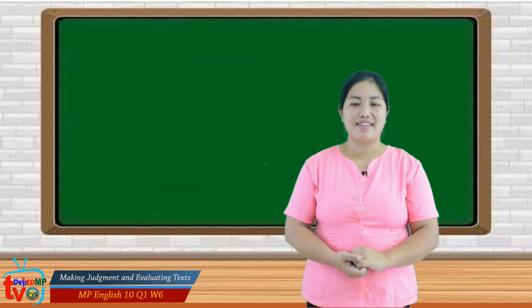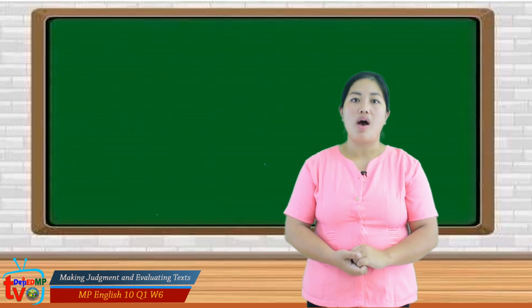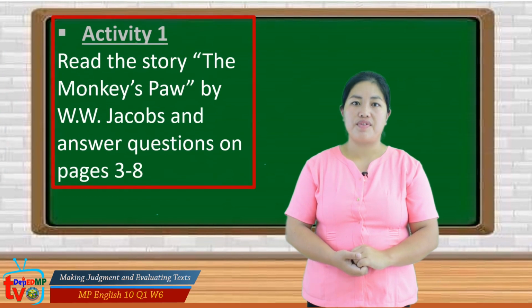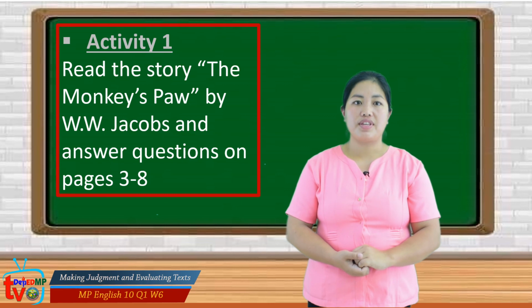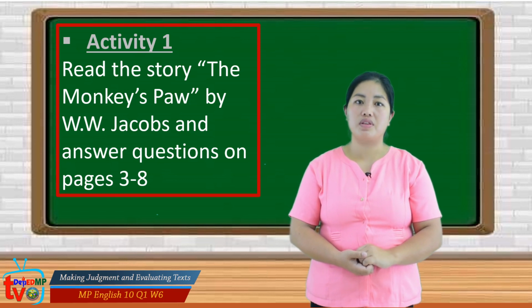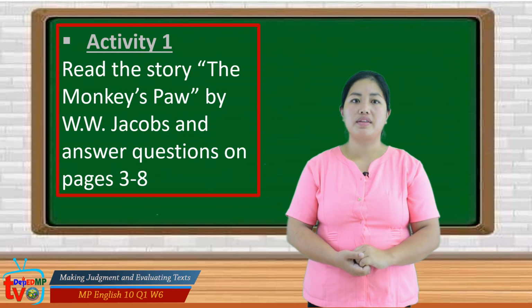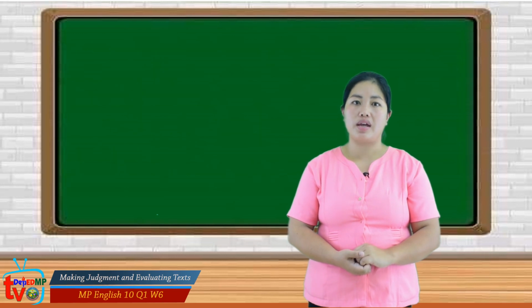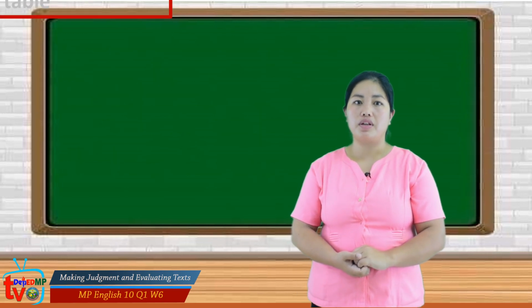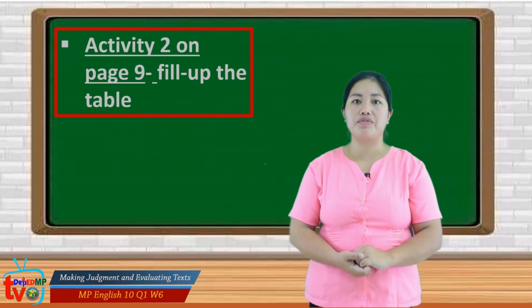For today's activity, you are to critique the story entitled The Monkey's Paw, found in your learning activity sheet. In Activity 1 on pages 3 to 8, read and understand the story and answer the questions inserted within it. Then do Activity 2 on page 9 by filling up the table with necessary information from the story.